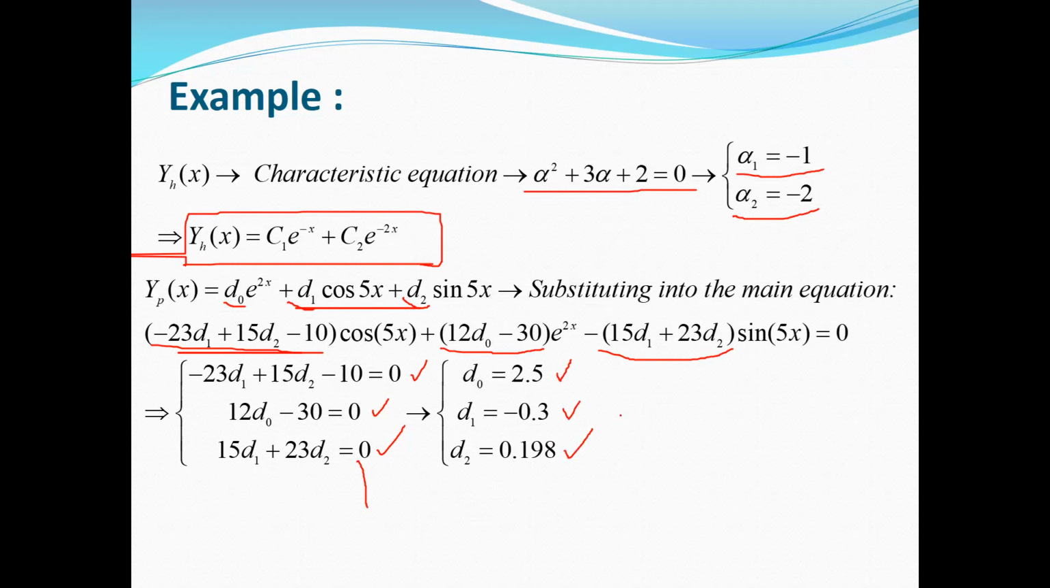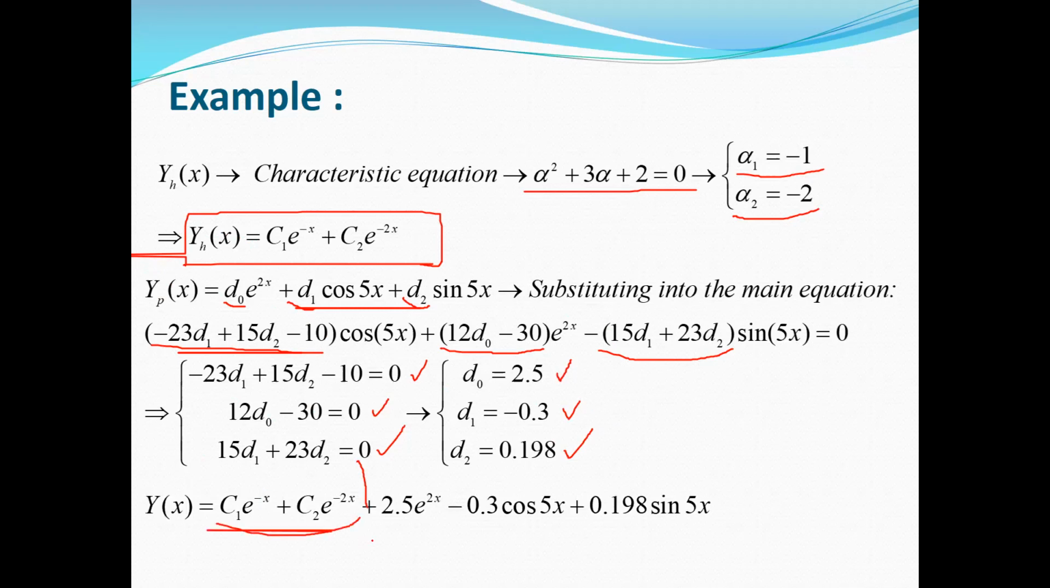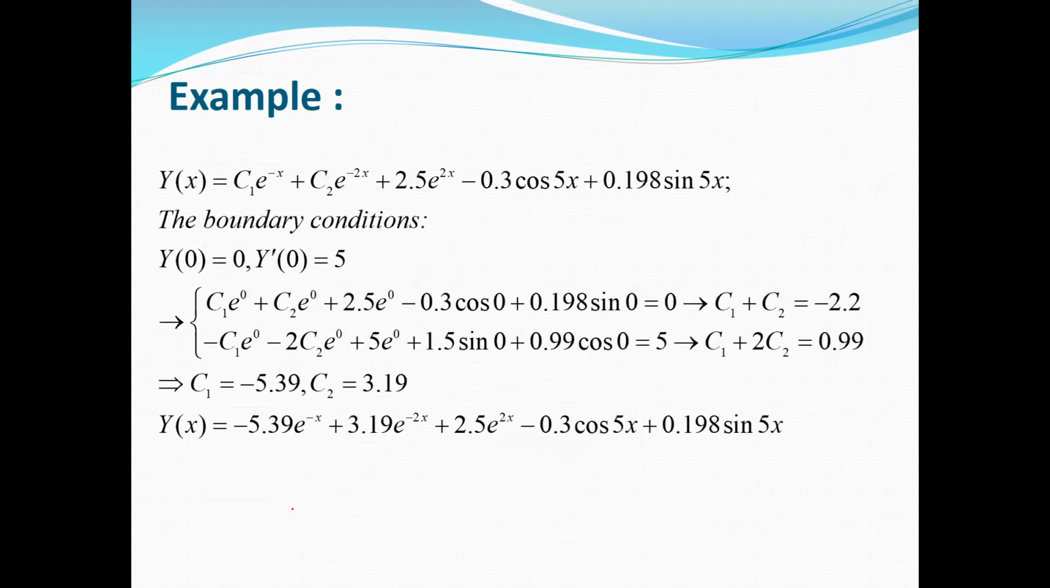So in the next step, we have yp, we have yh. So the total solution is equal to the summation of yh plus yp. Here, this is the homogeneous solution, and this is the particular solution. The particular solution is completely obtained. I mean, we have all of the coefficients d0, d1, d2, but we need to obtain c1 and c2 by using the initial or boundary conditions. So the next step, we need to use the boundary conditions.